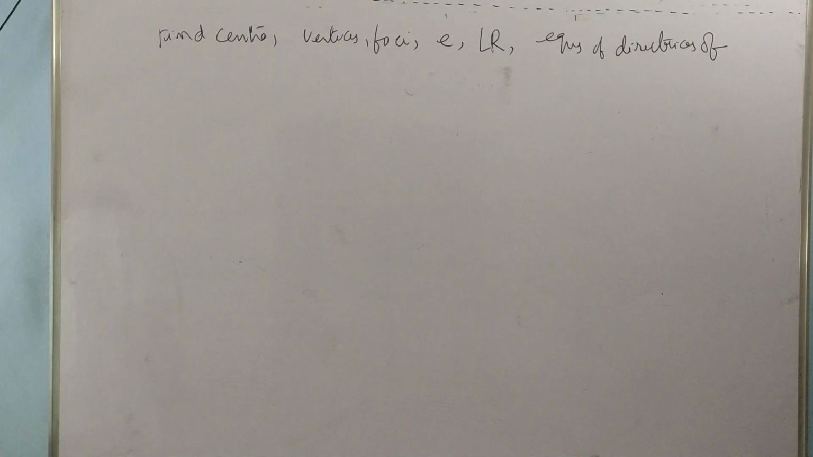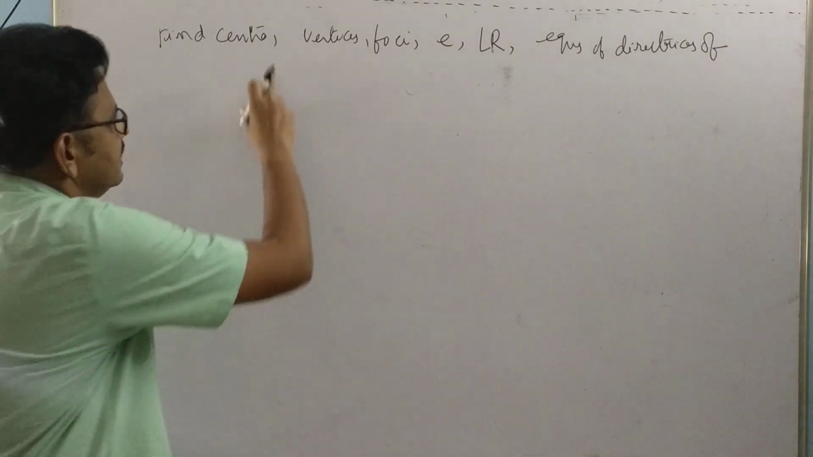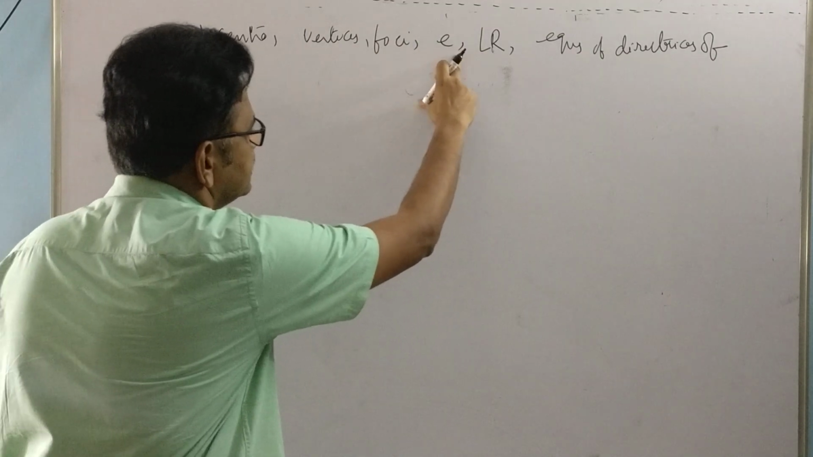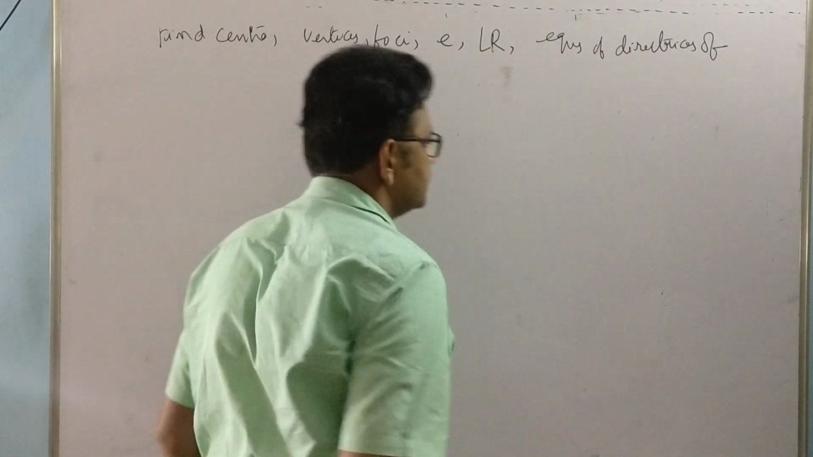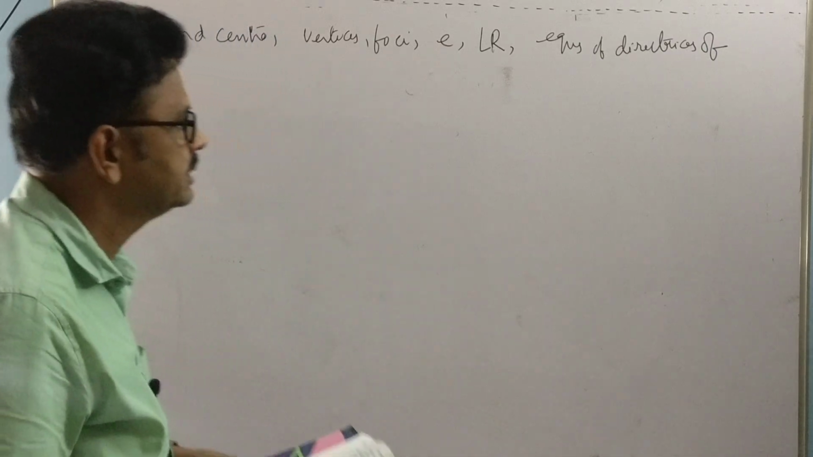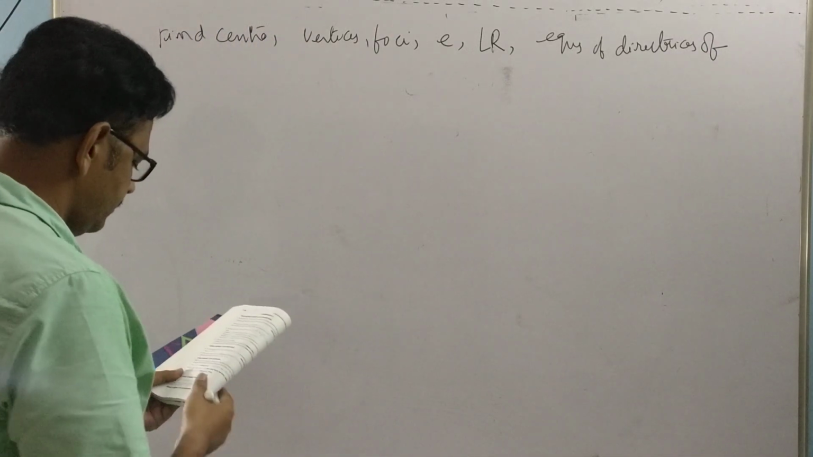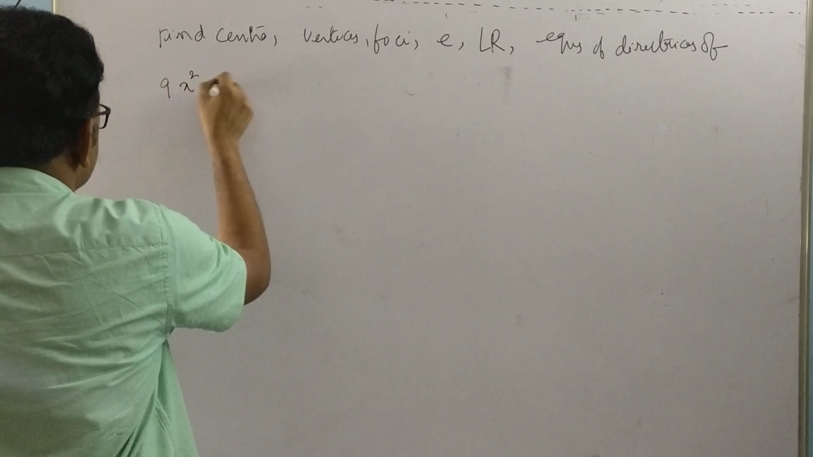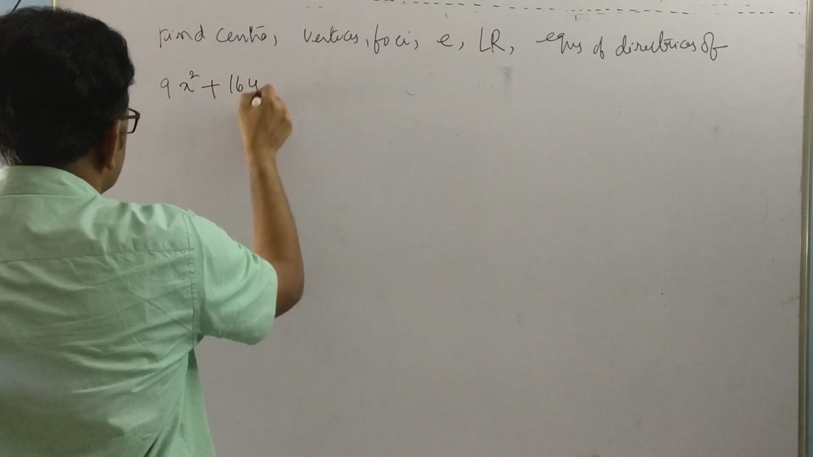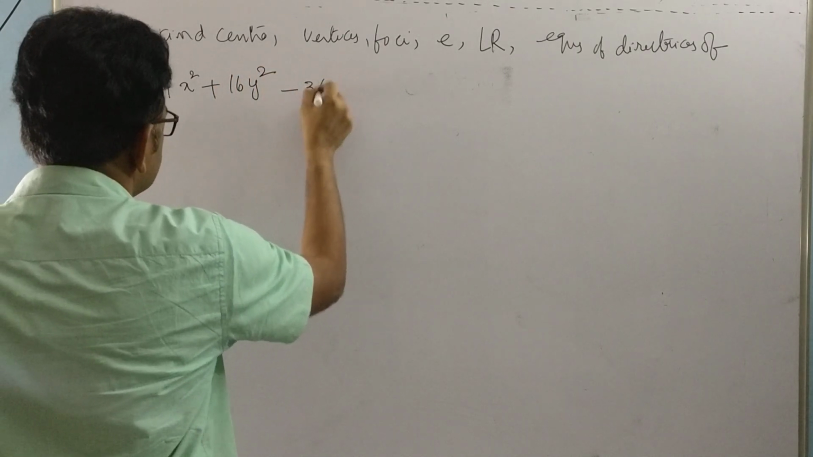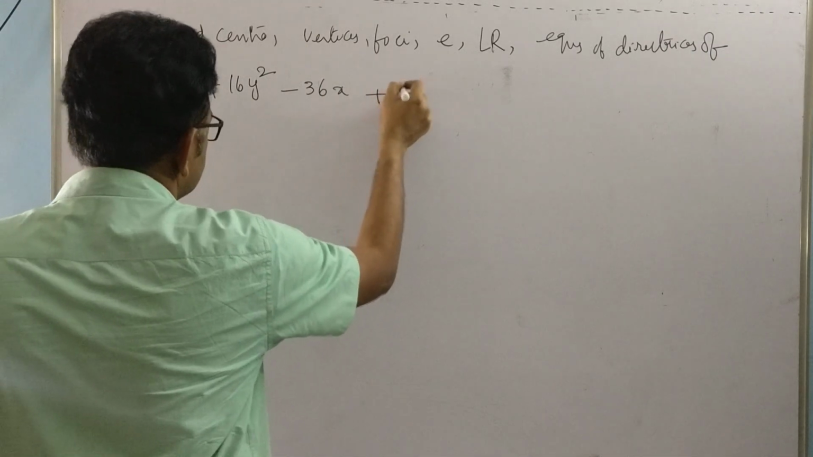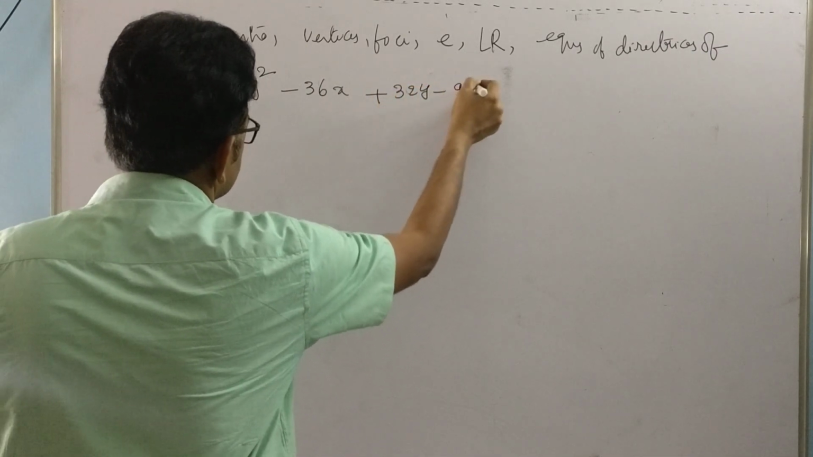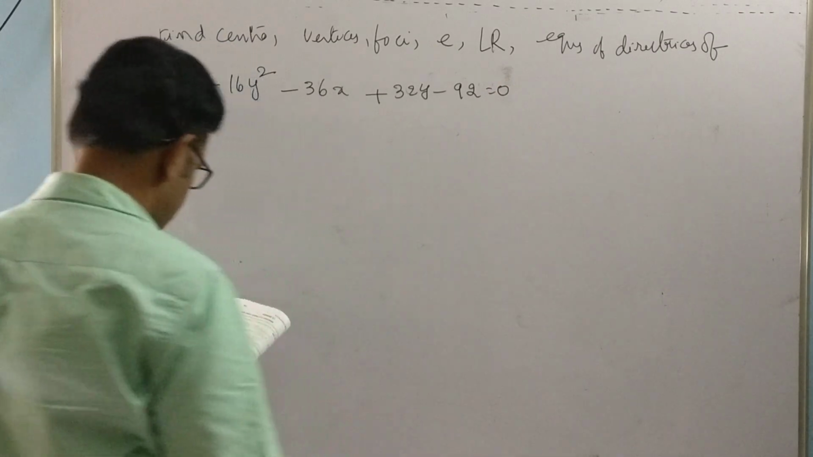Next one: find the center, vertices, foci, eccentricity, latus rectum, and equations of directrices of the ellipse 9x² + 16y² - 36x + 32y - 92 = 0.